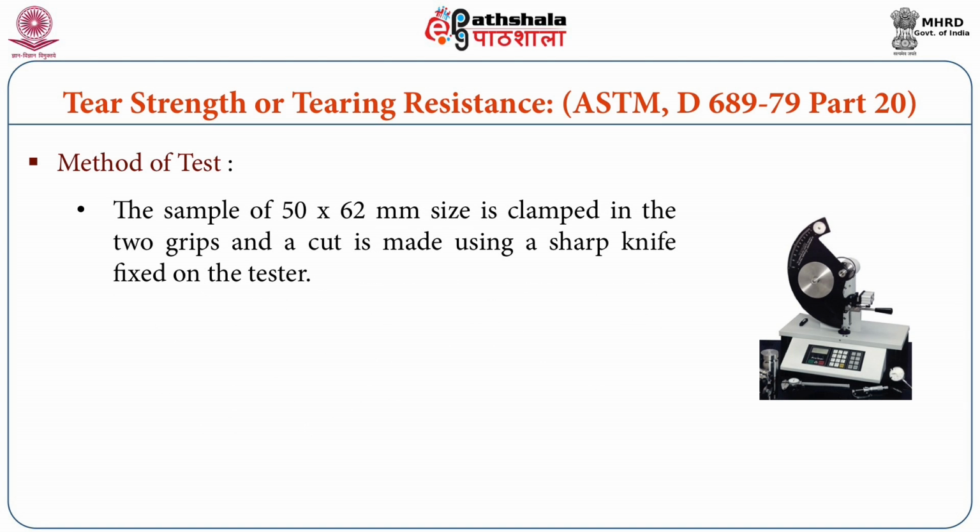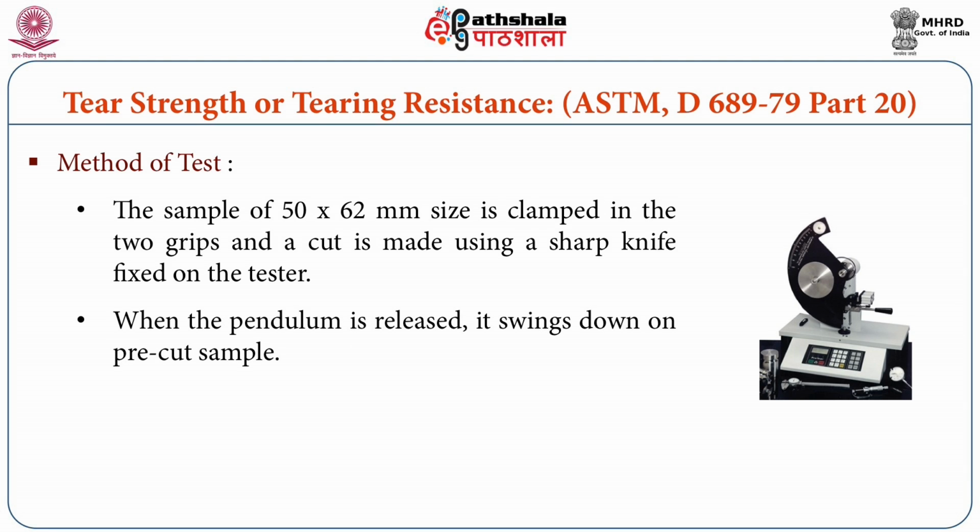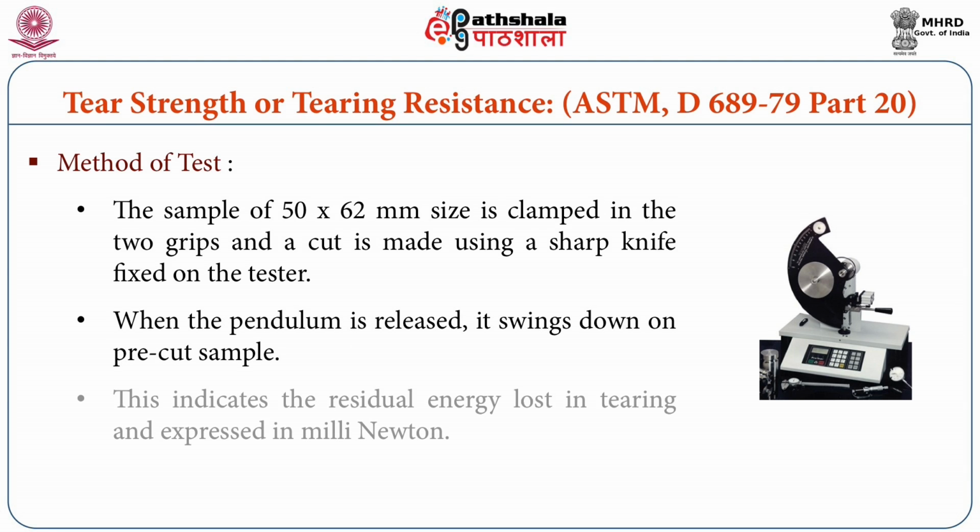The sample of 50 by 62 mm size is clamped in two grips and a cut is made using a sharp knife fixed on the tester. When the pendulum is released, it swings down on the pre-cut sample. This indicates the residual energy lost in tearing and is expressed in millinewton.